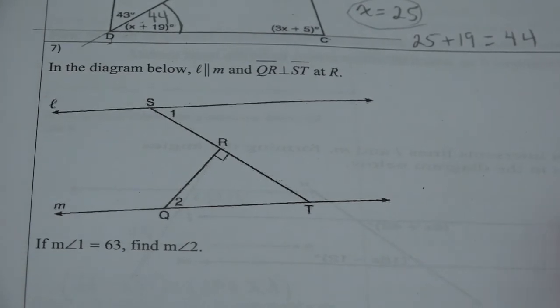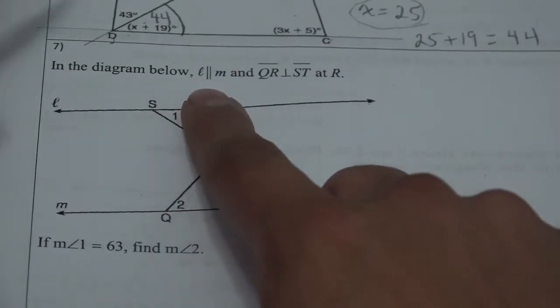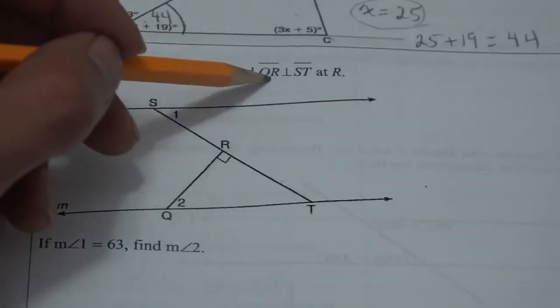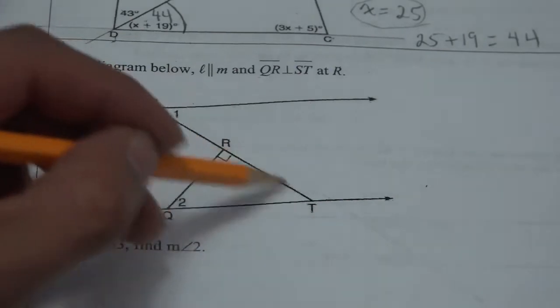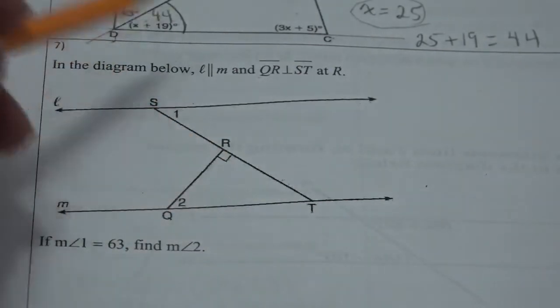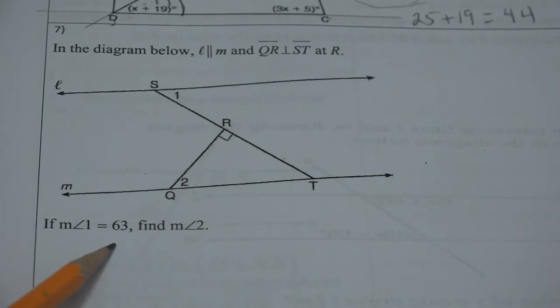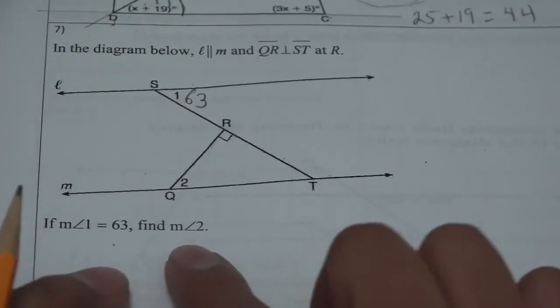All right. In the diagram below, these two lines are parallel. They're telling me that. Now, QR is perpendicular to ST, so it forms a 90-degree angle. They want to know something. If the measure of angle 1 is 63, they want to know the measure of angle 2.